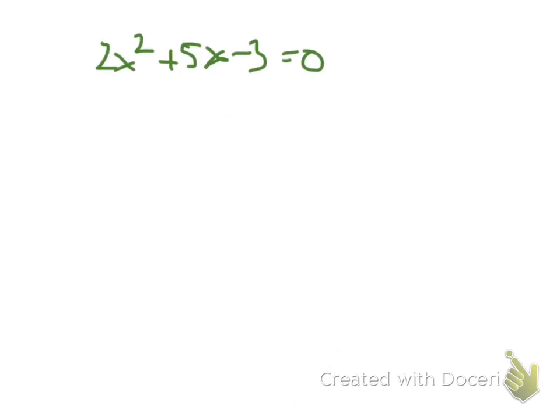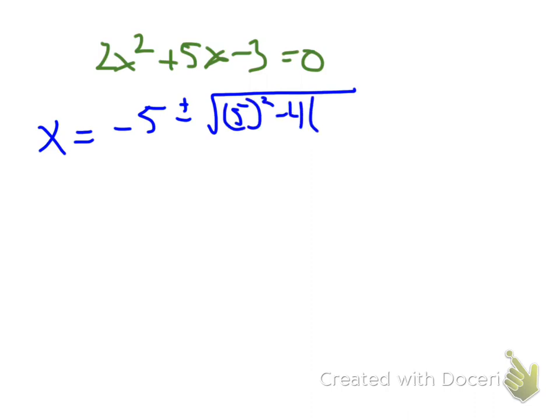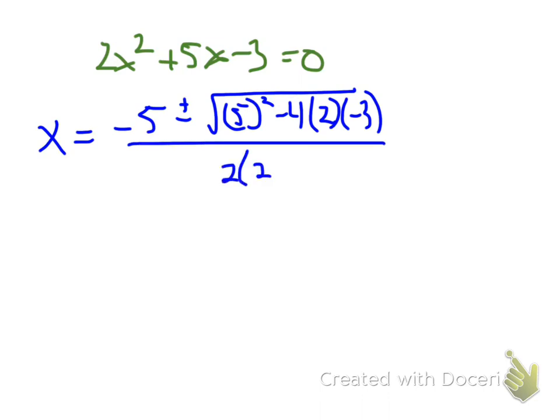Starting with this, doing the quadratic formula, I have the opposite of my b value, which is 5, plus or minus the square root of b squared minus 4 times my a value times my c value, and everything divided by 2 times my a value. That's the setup.